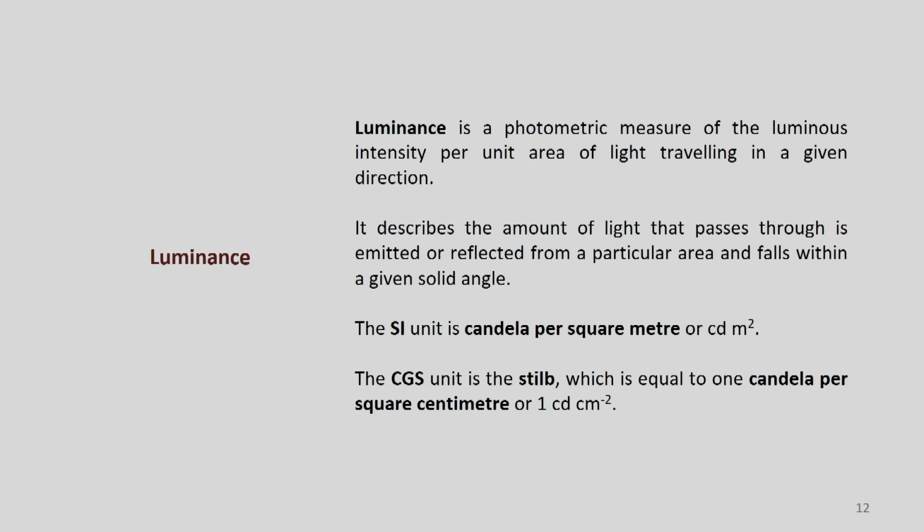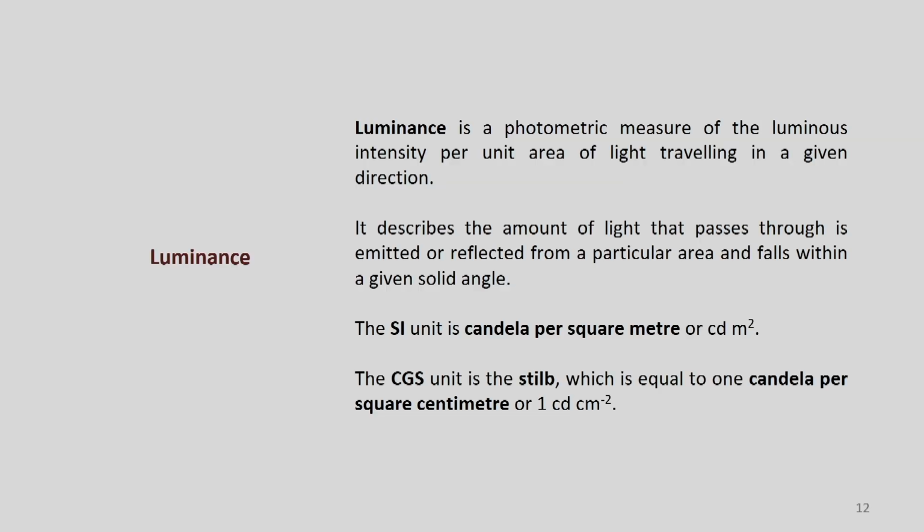Now, we have luminance. This is also a very useful variable when we are talking about assessment of visual performance at the workplace. Luminance is a photometric measure of the luminous intensity per unit area of light travelling in a given direction. Very important: it is a vector, it has a particular direction. So, when we are measuring that luminous quantity, we call it luminance.